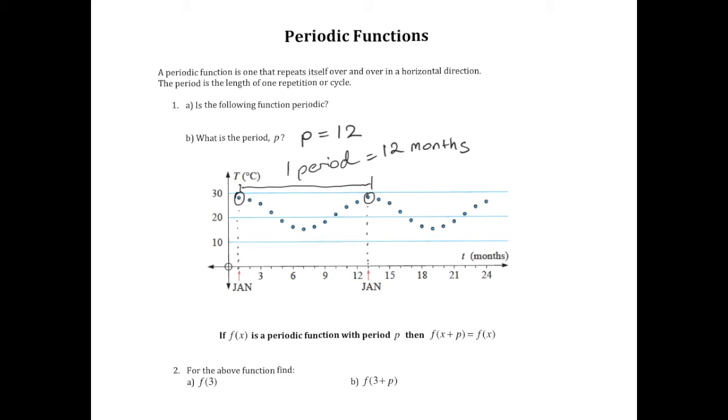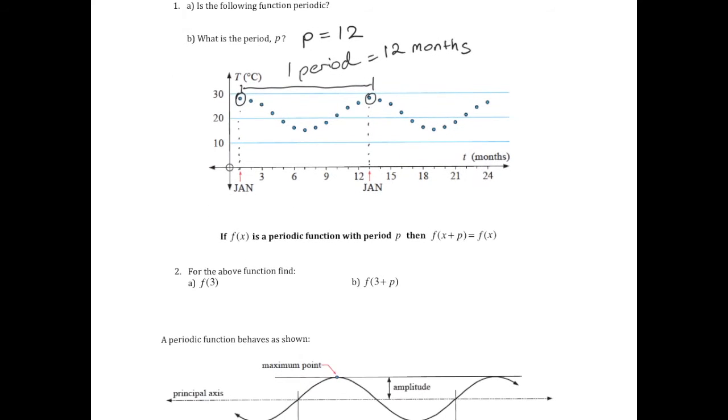We've got a note here. If f(x) is a periodic function with period P, then f(x + p) = f(x). In other words, in this example here, x plus p would be like January, let's pretend it's 2018. For instance, you don't have to copy this down, but my point is plus p becomes January 2019, right? Is everything okay? Plus 12 months in this example, just this example.